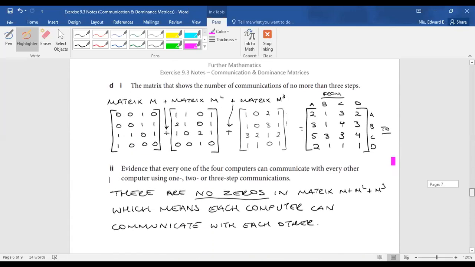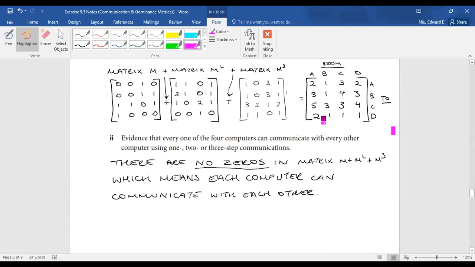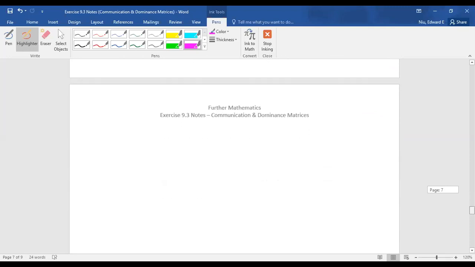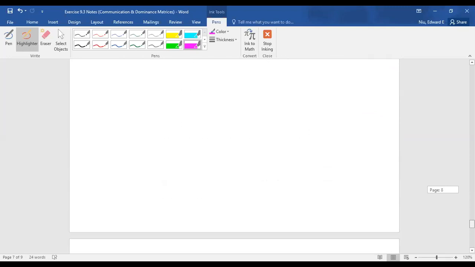But in 3 steps, there is a path now for those 2 elements. And so this means they're all connected because there are no more zeros in the matrix. Yay, so every computer can communicate with each other. Or every city, every whatever the question will end up to be.